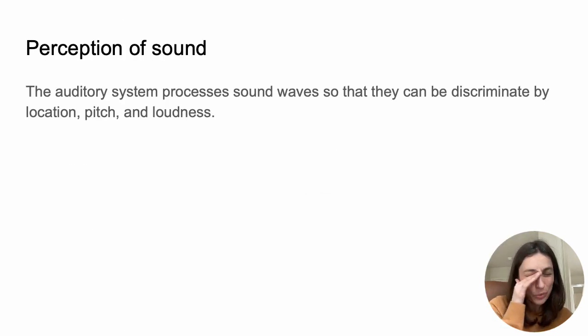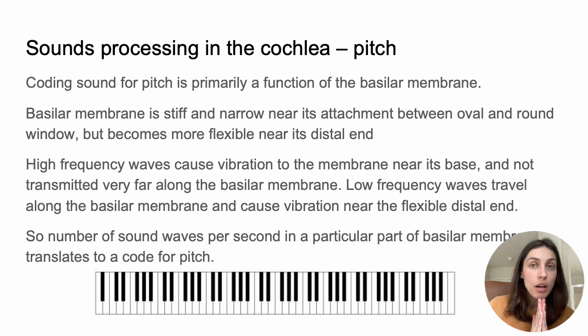So how do we really discriminate the location, the pitch, the loudness of the sound? There's a lot that goes into it, and I'm trying to keep it incredibly brief, so I'm going to just give you a tiny bit about that. The sound processing first happens in the cochlea, where we can determine the pitch of the sound. Remember, pitch is that horribly high out of tune note that I had versus the low note that was slightly less out of tune.